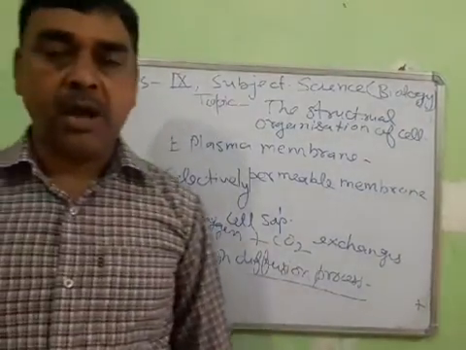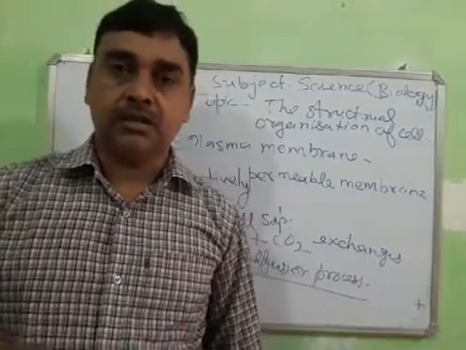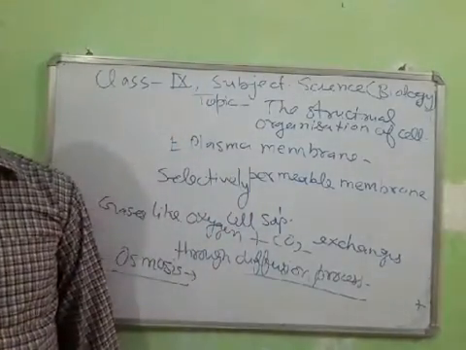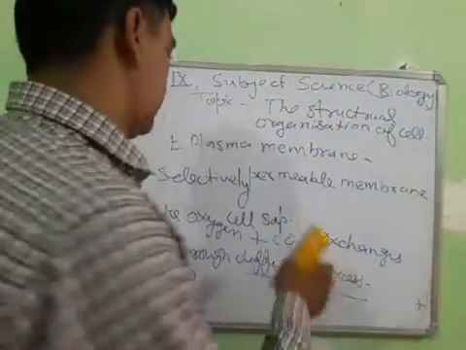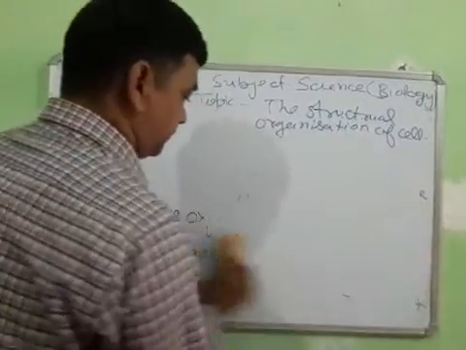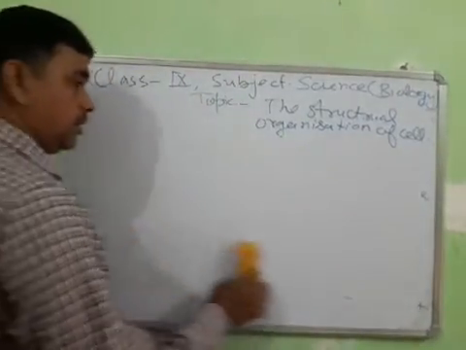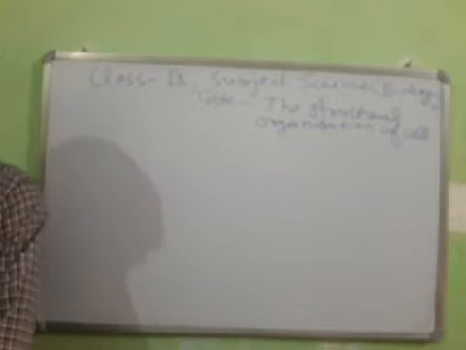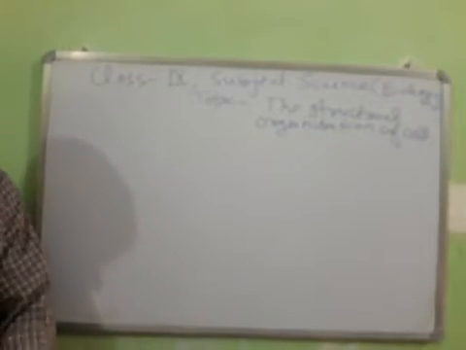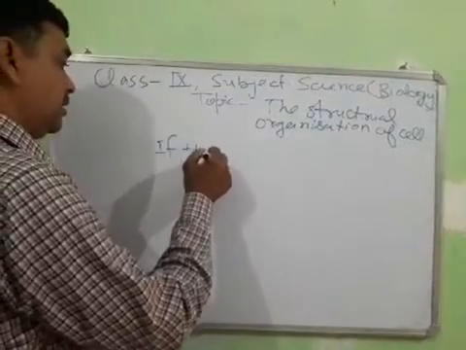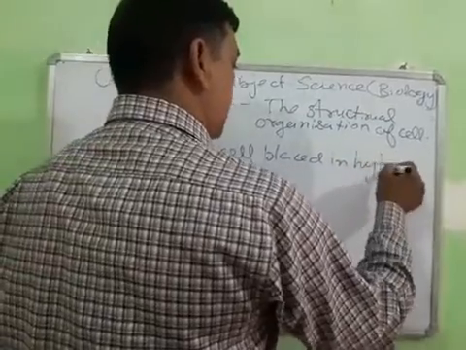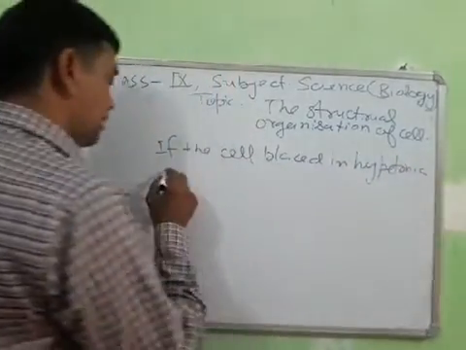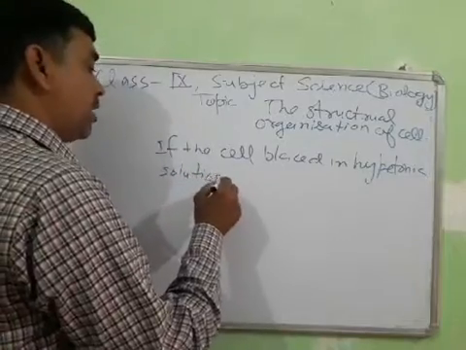Let us study what will happen if the cell is placed in a hypertonic solution. In the osmosis process, this means the concentration of the solution is higher than that of the cell. If the cell is placed in a hypertonic solution, what will happen?